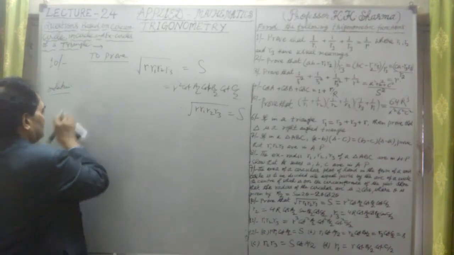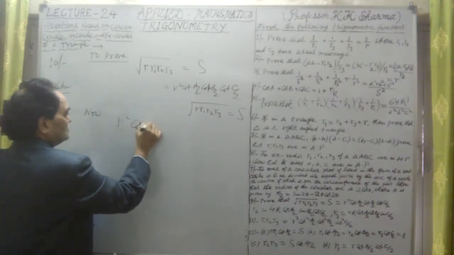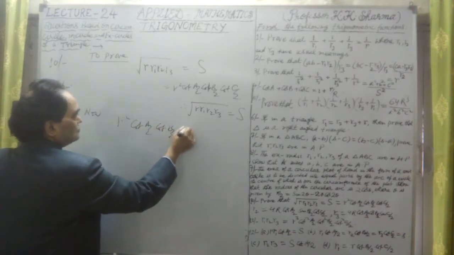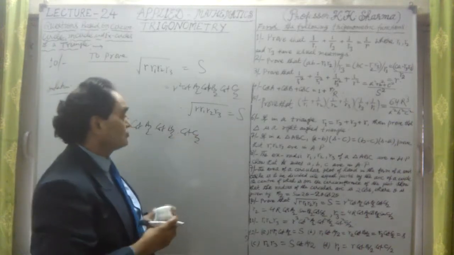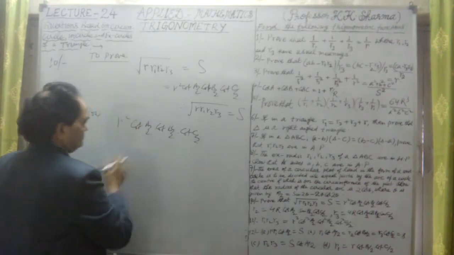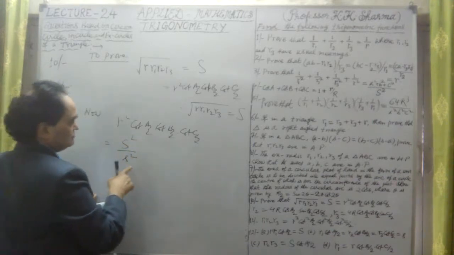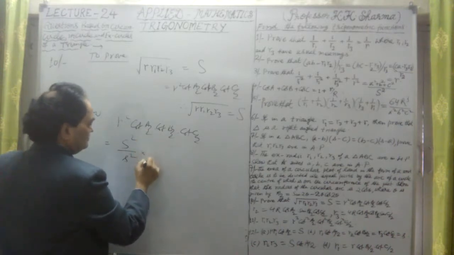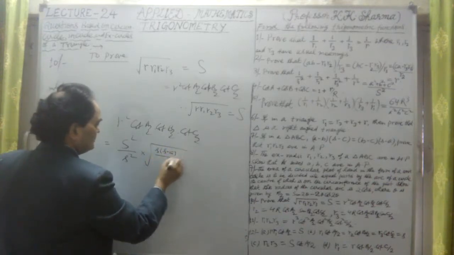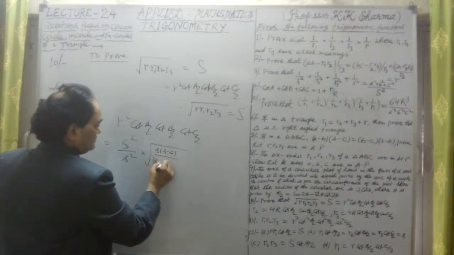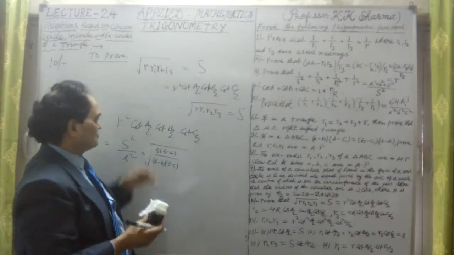The other part, which is small r square into cot A by 2 into cot B by 2 into cot C by 2. Now we have to apply the formulas for the solution of triangles. With the value of r, let me write here, this is S square upon small s square. Now cot A by 2 is cos A by 2 upon sin A by 2. Cos A by 2 is under root s into s minus a divided by, and sin A by 2 is under root s minus b into s minus c. This is the value of cot A by 2.